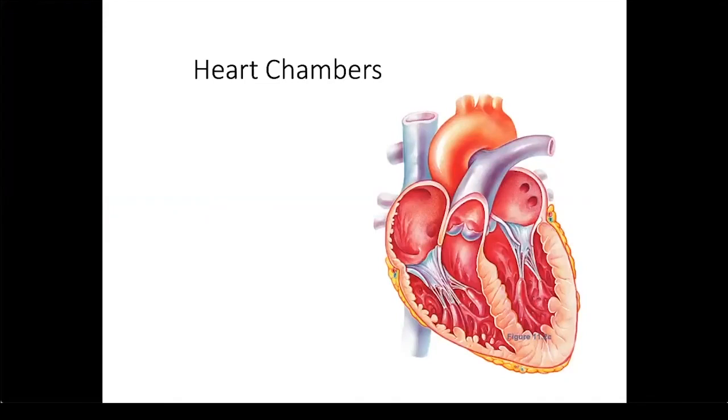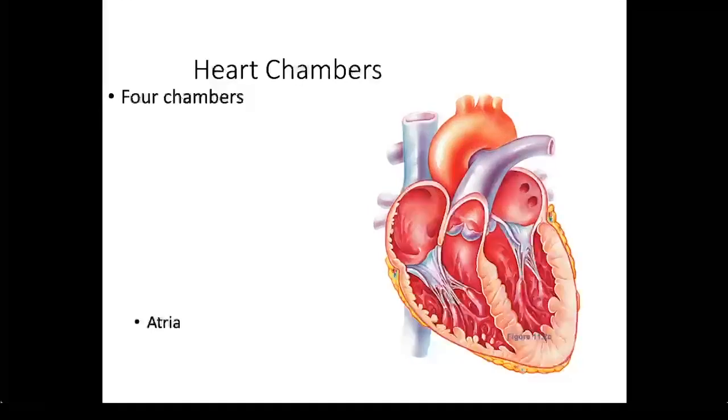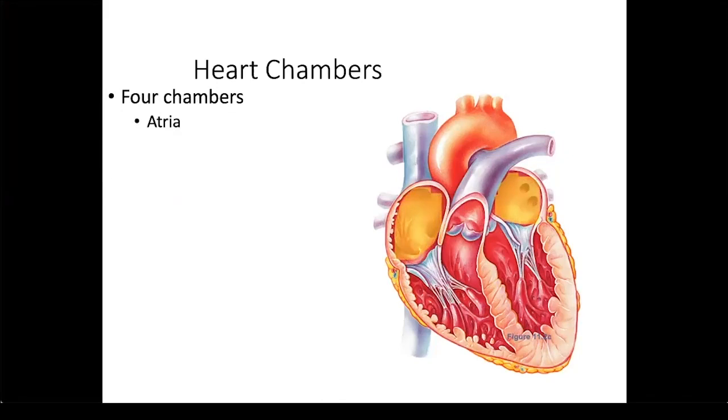Let's look at the internal anatomy of the heart. The heart consists of 4 chambers. The 2 upper chambers are the receiving chambers, and they are called the atria, a right atrium and a left atrium. The right atrium receives blood from the systemic circuit. The left atrium receives blood from the pulmonary circuit.